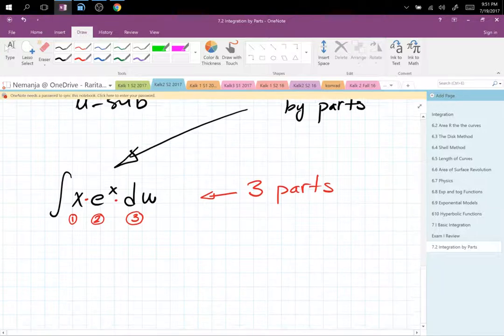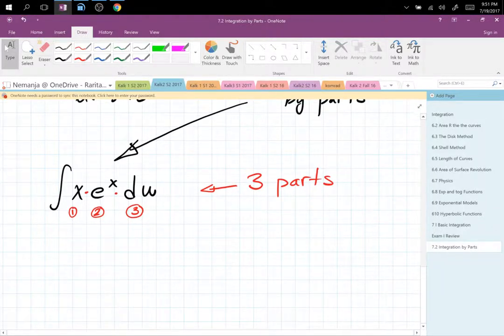So the way I work with these problems is I first take a look at how many parts I have, and then I realize that my u could be x, could be e to the x, could be the whole thing, right, x times e to the x. The dv part must be du, and maybe something else with it.